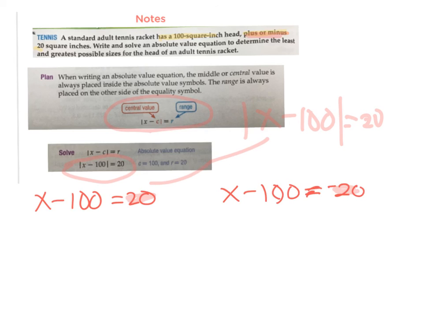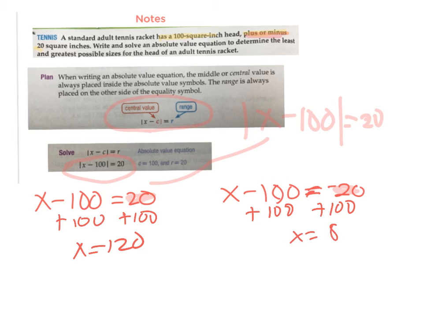Now I can go through the process of solving the equation by adding 100 to both sides. So I get 120. And then if I add 100 to this equation, I get x equals 80. So the range of tennis rackets or possible sizes is 80 all the way to 120. And that is plus or minus 20 from 100, which is created by this absolute value equation.